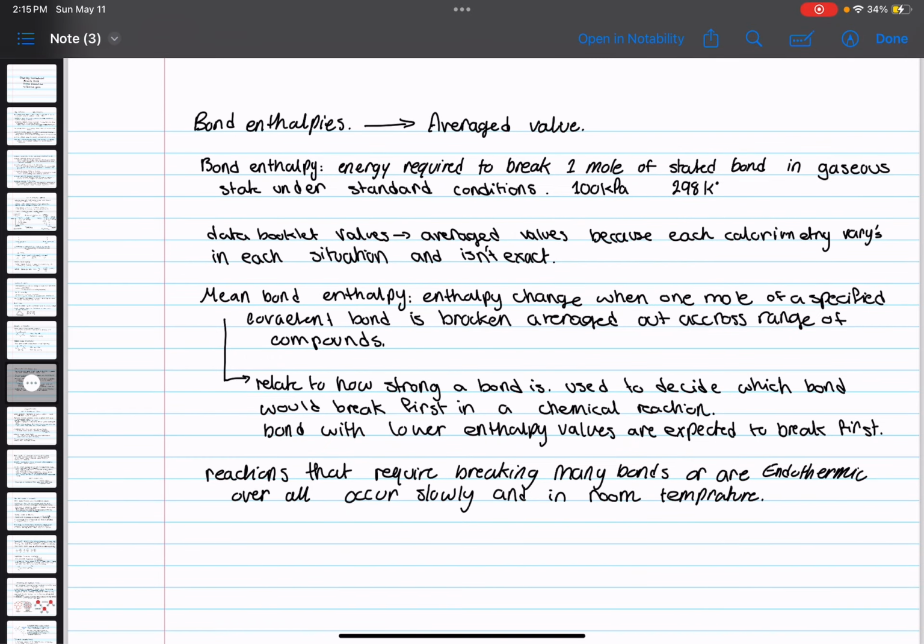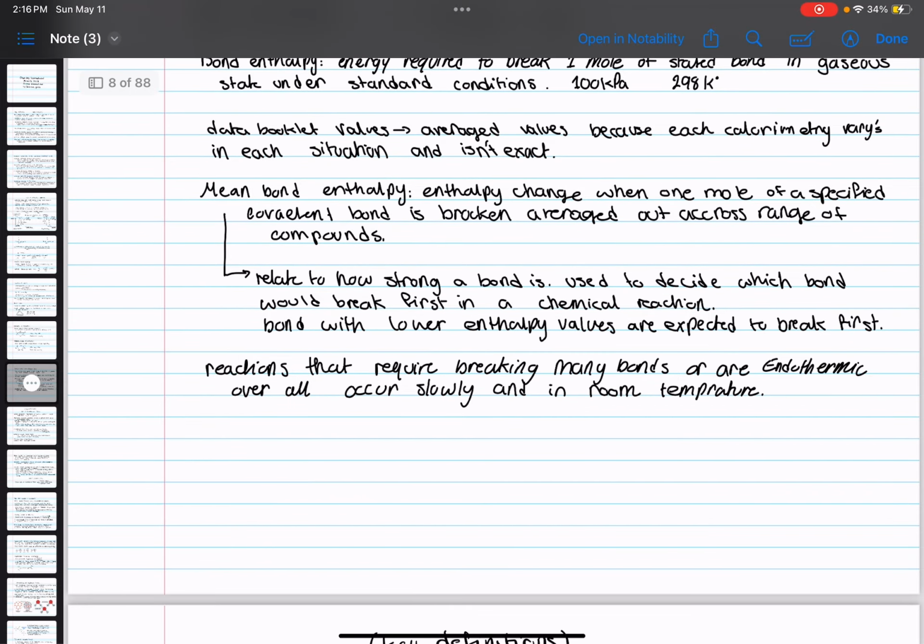So bond enthalpies are averaged values, the energy required to break 1 mole of a bond in the gaseous state under standard conditions, which again is 100 kilopascals and 298 kelvins. Data booklet values are usually averaged values because calorimetry varies in each situation and isn't exact, so we take an average. Mean bond enthalpy is the change when 1 mole of a specific covalent bond is broken, averaged out across the range of compounds.